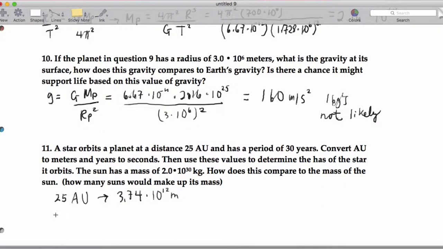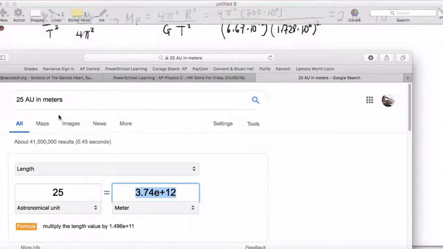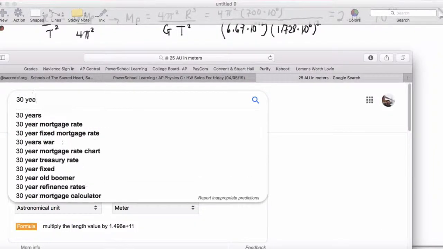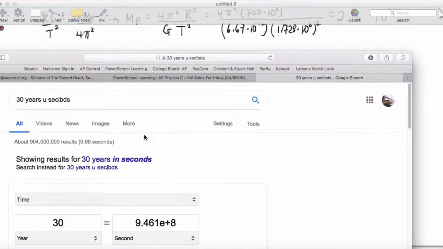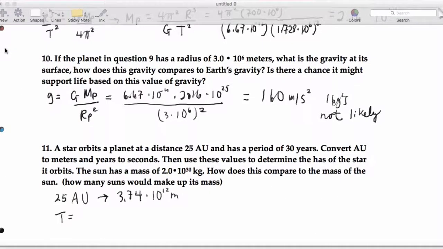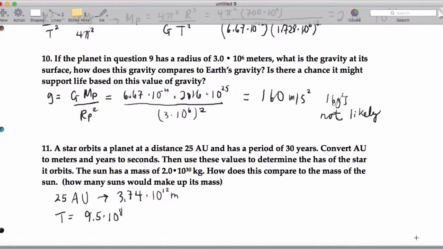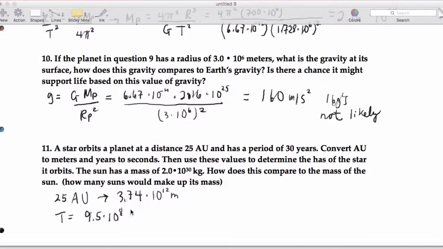And the period of 30 years, let's get that in seconds. So that's 9.5 times 10 to the 8th. I'll round a little bit. Let me just double check that. Indeed it is, 9.5 times 10 to the 8th seconds.